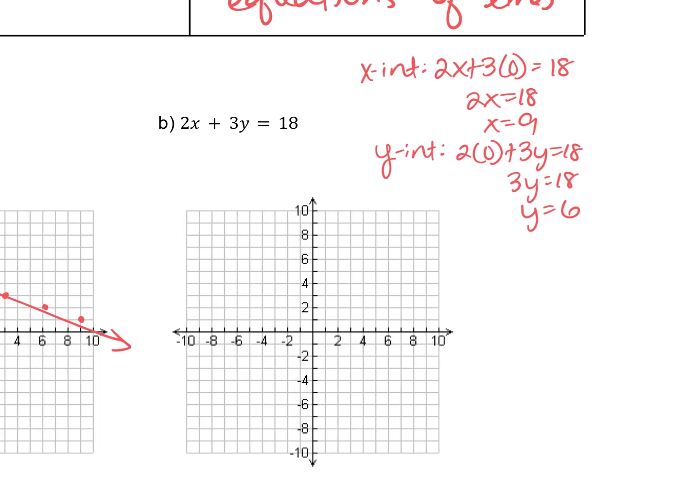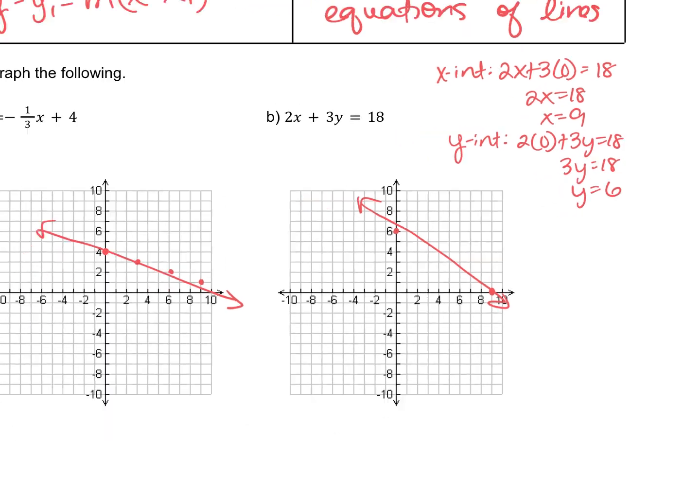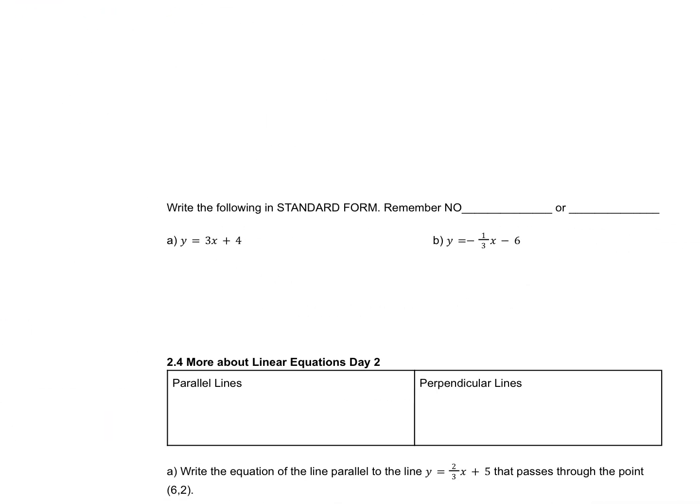So how do you graph this? You put a dot at 6 on the y-axis because that's your y-intercept, and your x-intercept is 9. And then you just do your best, do better than I did, to connect them. Okay, so that's graphing lines.